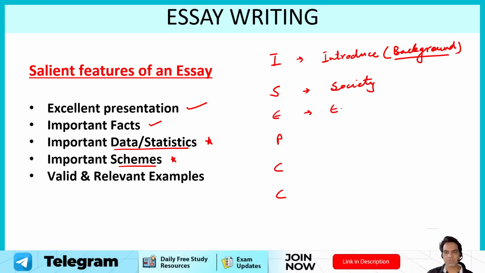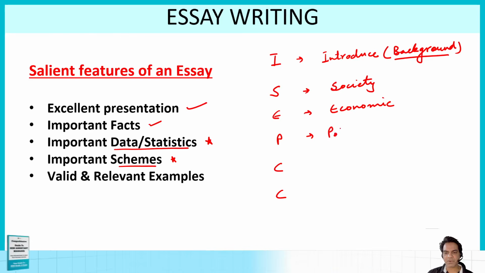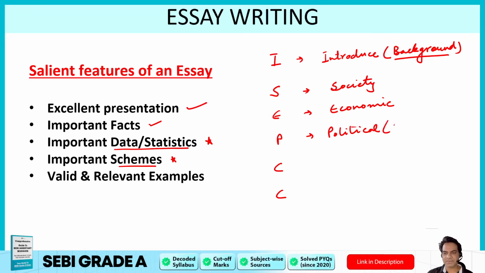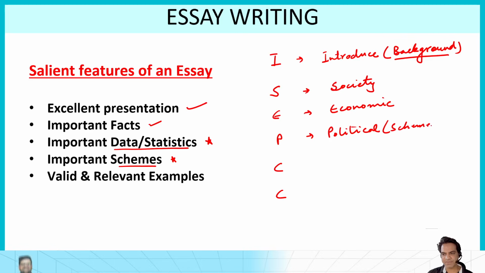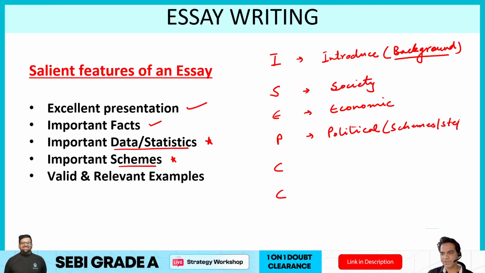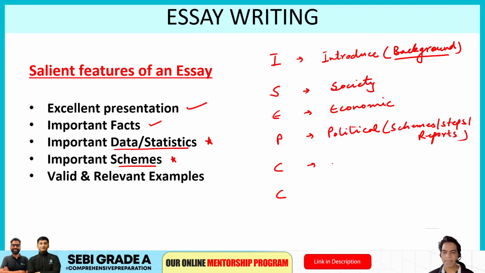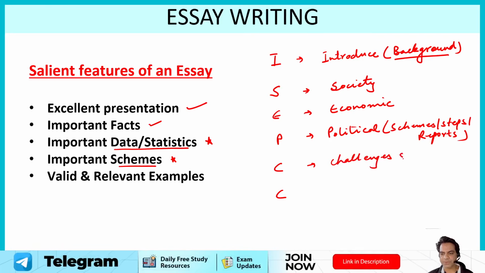Then the next paragraph we talk about the economic angle, right? The economic aspect of this, how it impacts the economy of the country, growth of the country. Then P stands for the political angle. What do I mean by political angle? Not by politics, but what schemes have been launched by the government, what steps have been taken by the government, what do the reports say? So reports or anything like that, right? All these are mentioned in your political angle. Then the next C stands for challenges. What challenges exist and what could be their solutions? So challenges and their viable solutions.